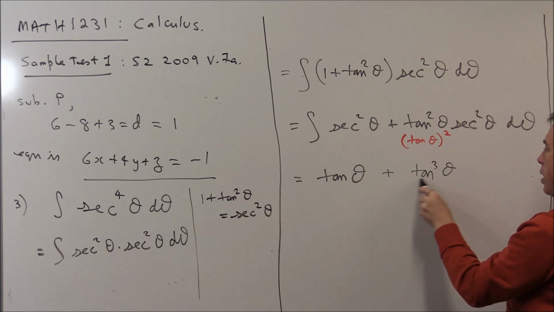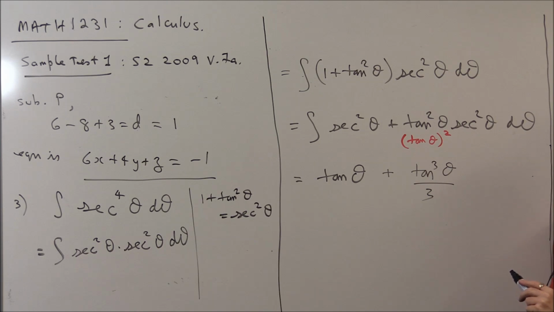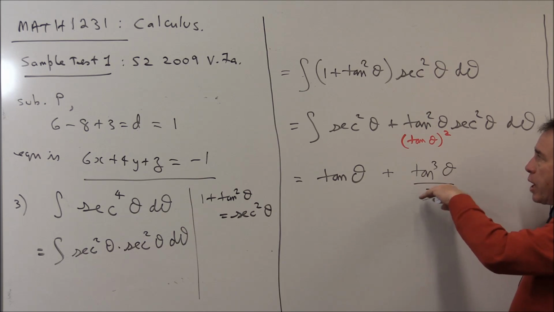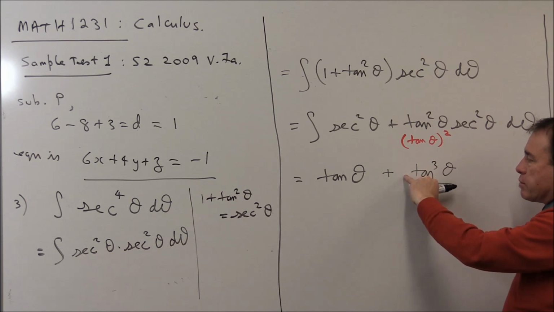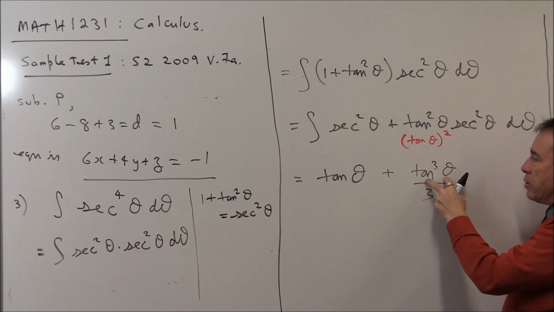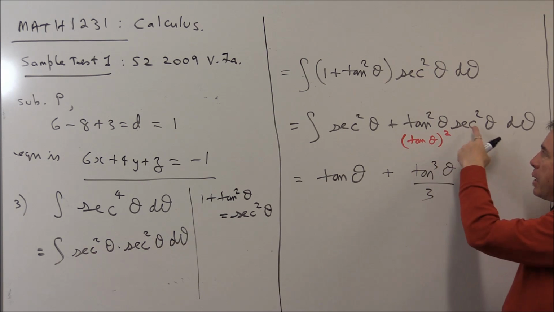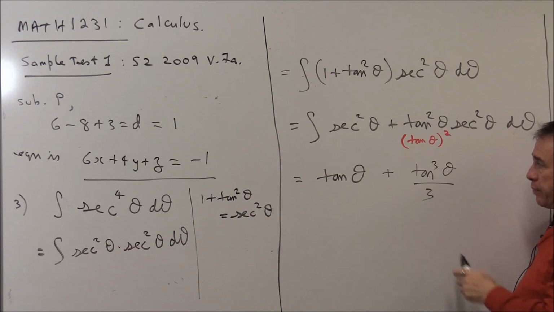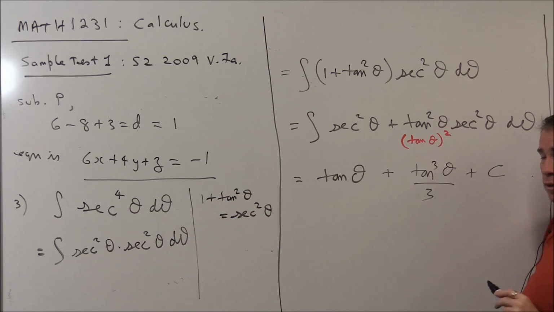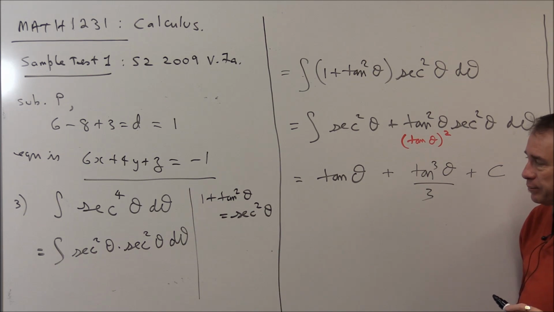So I'm just going to write down tan cubed over 3. Now let me just check that is correct. So what do you do going backwards? You bring the 3 down the front, cancels, you get tan squared, yep. You multiply by the derivative of tan, sec squared, and there it is. And so that's it, and then don't forget your plus c on the end.